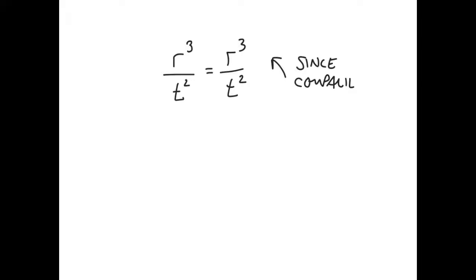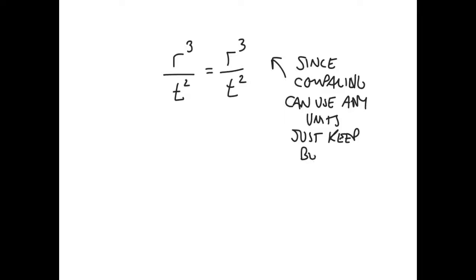Kepler's third law says that the radius cubed of an orbit of one planet divided by the period squared equals the radius of the orbit cubed of another planet divided by the period squared. Since we're comparing these, you can use any units you want, and the problem will kick back the units that you use. So what's nice is you don't have to convert to meters or seconds.